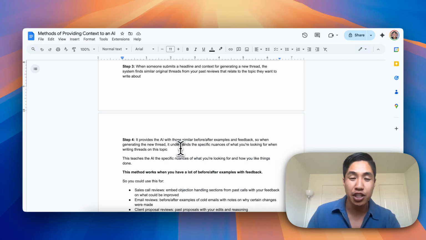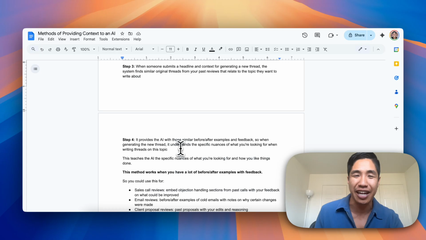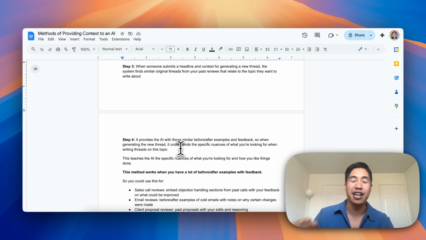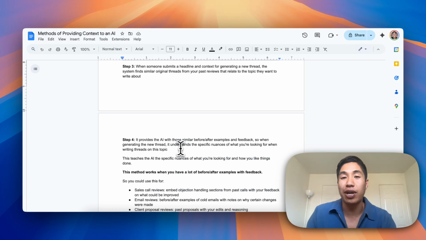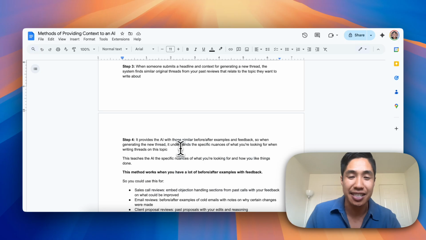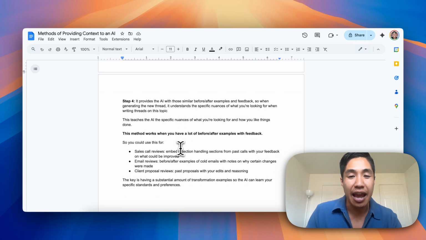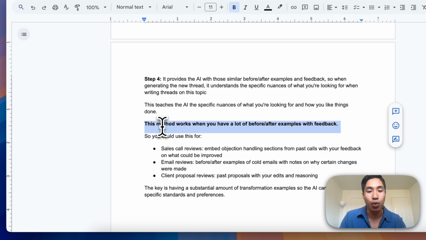And in my opinion, doing this is really what gets you that extra, because with all this other stuff, like providing your brand voice guidelines, your market research, your past examples, that gets you like 90% there. Doing this gets you that extra 5% nudge that really makes it good, I would say. But nonetheless, this method works really well when you actually have the data for it.